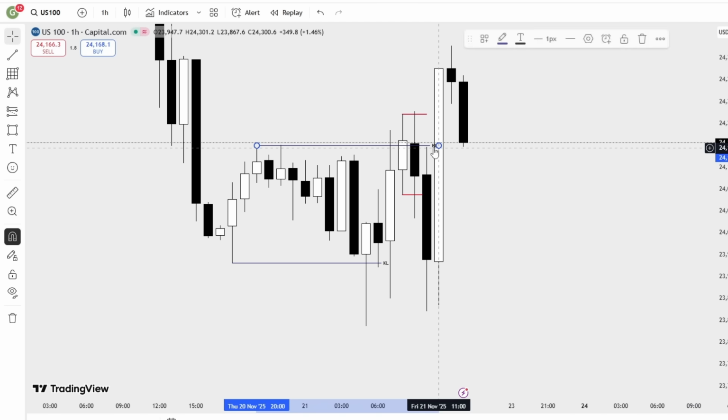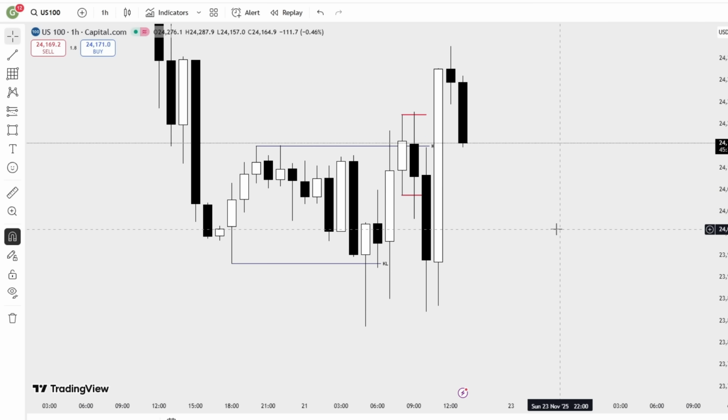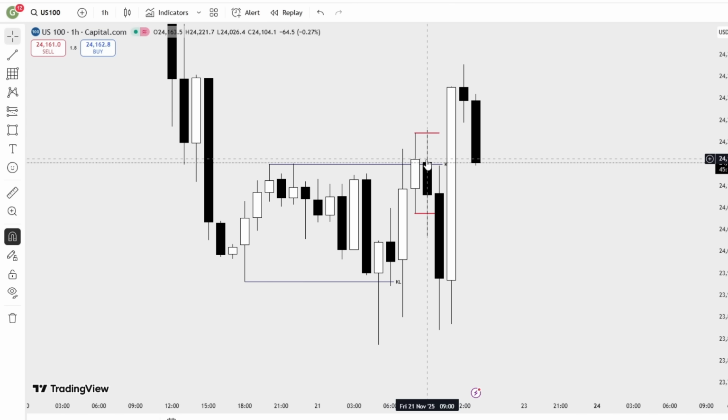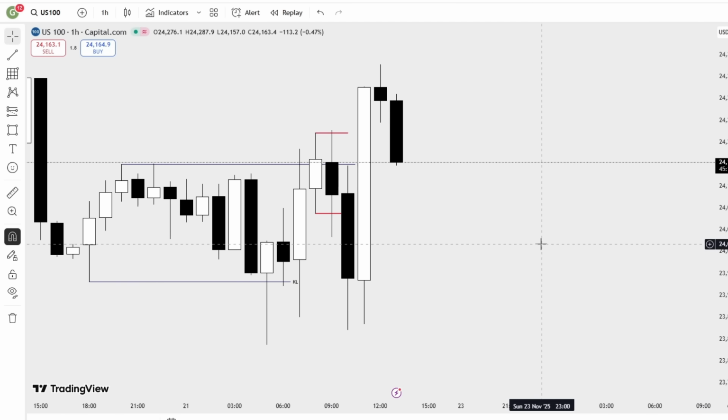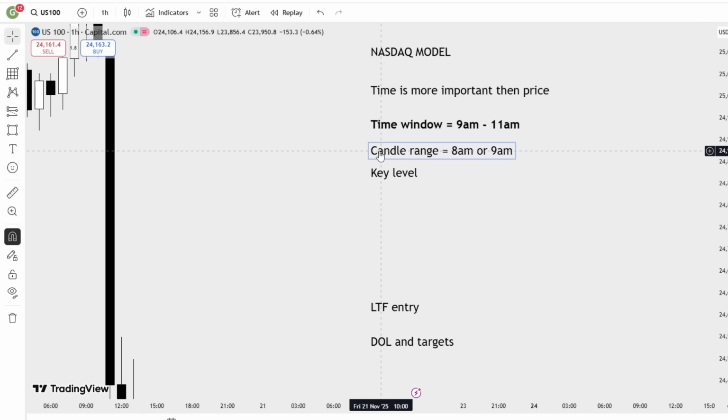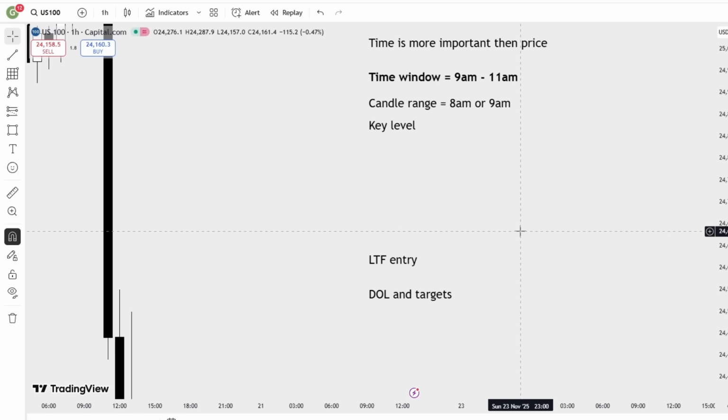So, anyway, no further ado. You have your key level right here. You have the 8 a.m. candle hitting the key level. Can it be the 7? No, the 8 a.m. candle, because the market opens at 9, and when it opens, most likely it's going to manipulate the 8 a.m. candle range. So we have the candle range, we have the key level.